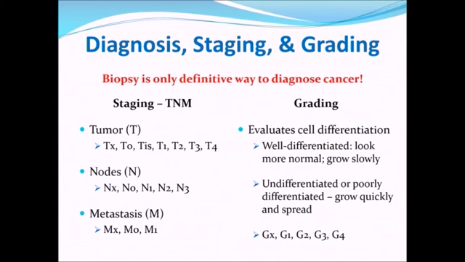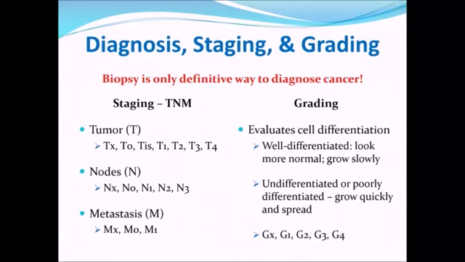So starting with staging, for your solid tumors, we use the TNM system. Now do keep in mind this is for solid tumors, so you can't look at leukemia and lymphoma this way. They have a separate staging system. But the TNM stands for tumor, nodes, and metastasis. And the cancer is looked at from those three aspects, and it's evaluated based upon the tumor, the size of the tumor, and its location.